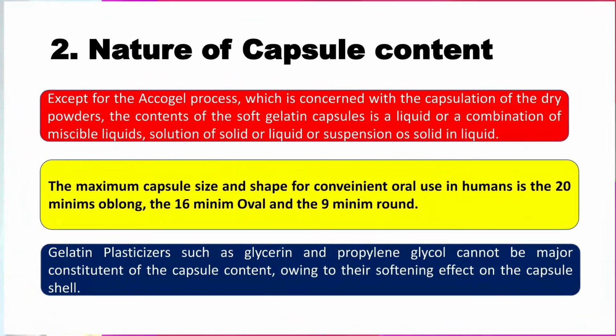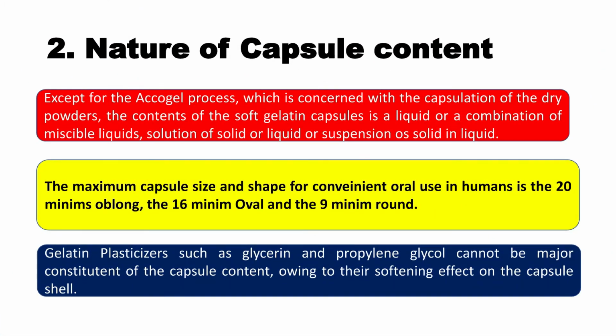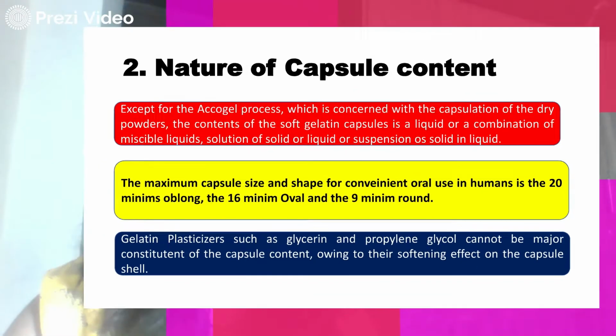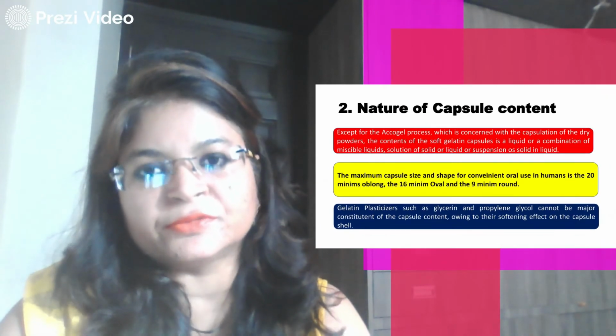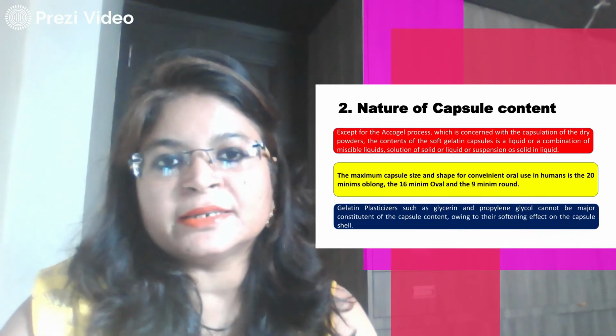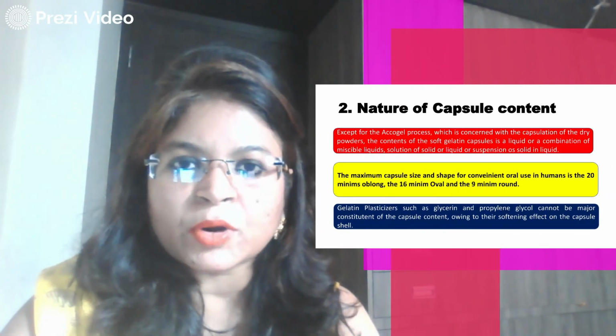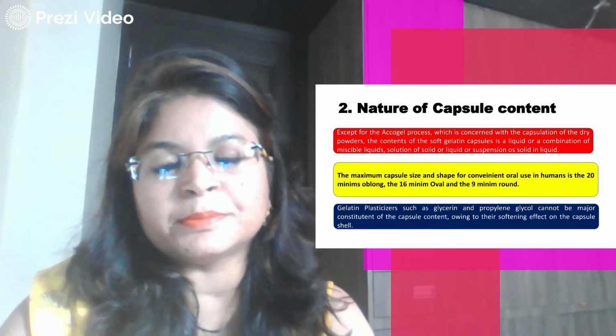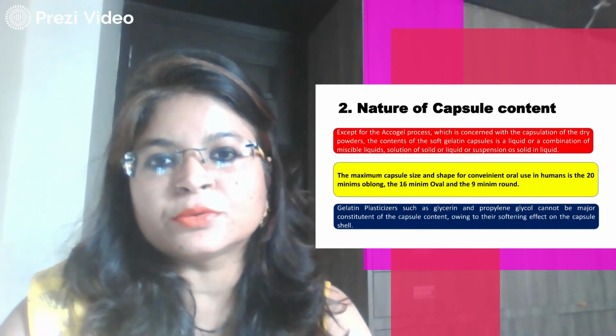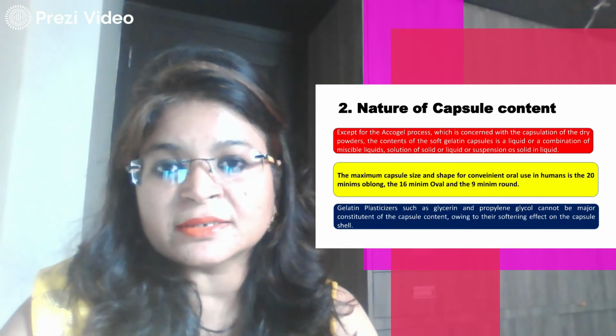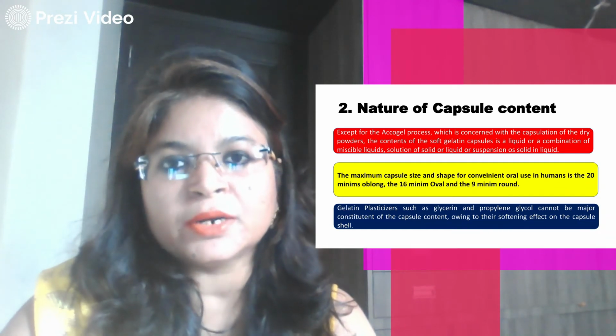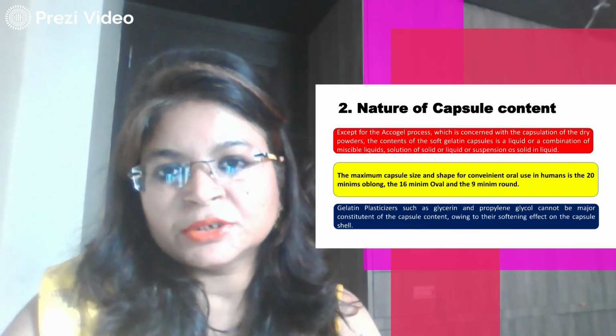Now, when we try to understand the process for the capsule content, we try to understand the nature of the capsule content. There are four methods by which soft gelatin capsules are produced. First is the plate method. Second is the aquagel method. It is very important to note here that the aquagel process is similar to the rotary die process. So this process is specifically used for filling the solid content into the capsule shells.